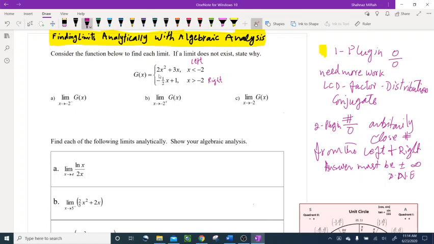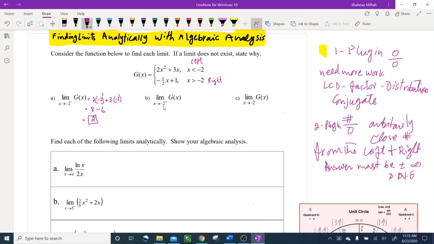So what I'm gonna do, I'm gonna use this piece of the g of x function to plug in my -2. So let's plug in that. I have -2 squared plus 3 times -2, and it's giving me 8 minus 6, which is equal to 2. So the limit x approaches -2 from the left is 2.